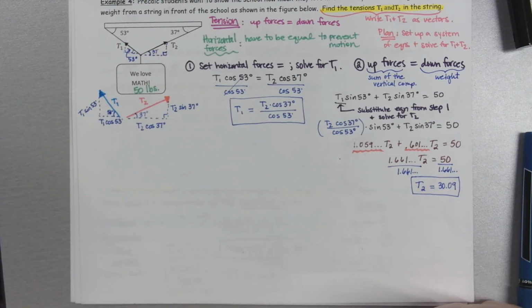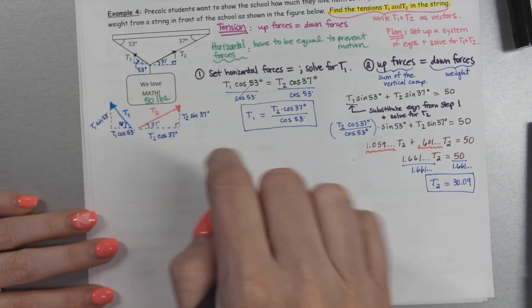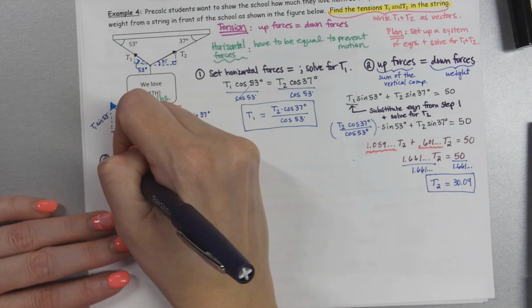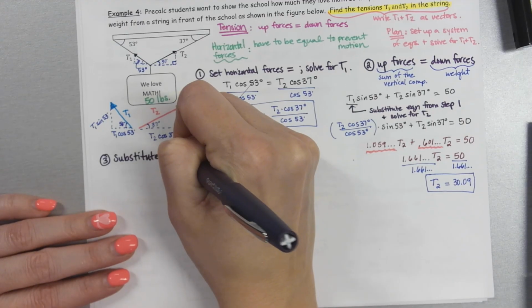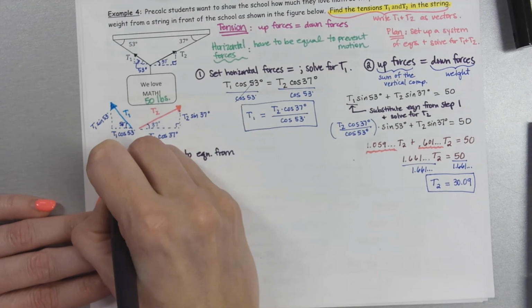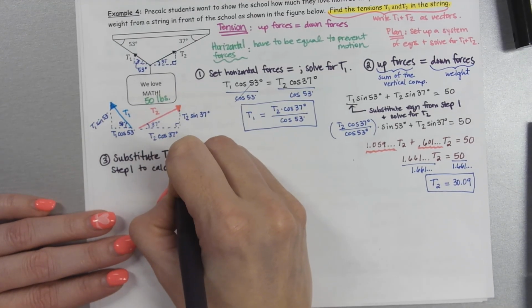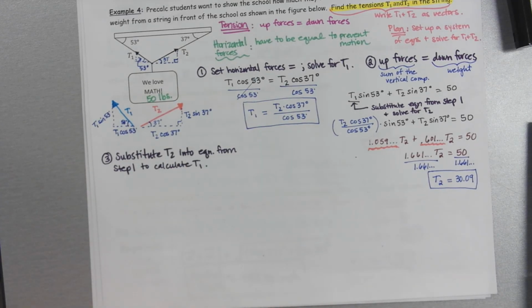Now that we found t sub 2, we want to find t sub 1. I'm just going to go from left to right, so I'm going to make this where my step 3 is. What you do is you substitute t sub 2 into the equation from step 1, to calculate that t sub 1 value.